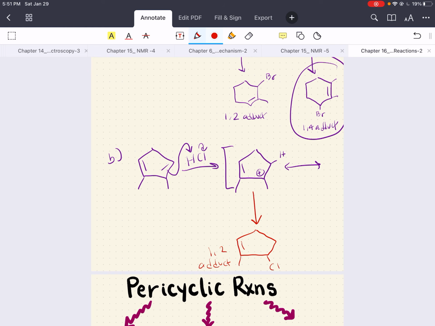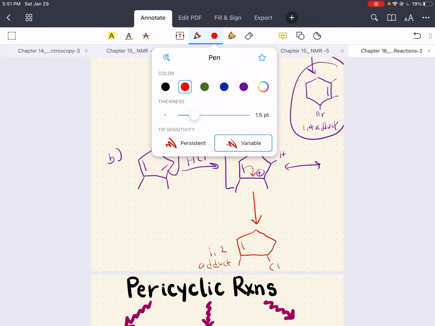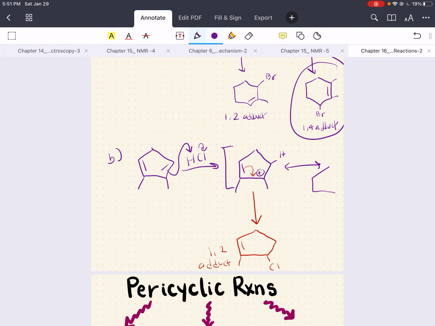Fantastic. Now this can still go through some resonance, right? We can move our double bond right here. And what we'll get, and I'll draw it in purple. We'll try to fit it in here. All right, what we get if we form our double bond here is the positive charge is now there. And bromine can attach itself, right? I mean, chlorine, I'm so sorry, can attach itself there as well. And you get your 1,4 adduct.